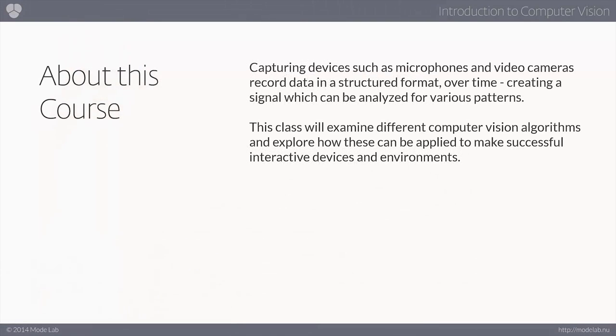Now this course is going to look at capturing devices, primarily cameras, and how the data that they collect can be analyzed for various patterns. We'll look at the fundamental structure of how data is stored, the algorithms used to analyze this data, and how they can be employed in real-world situations.